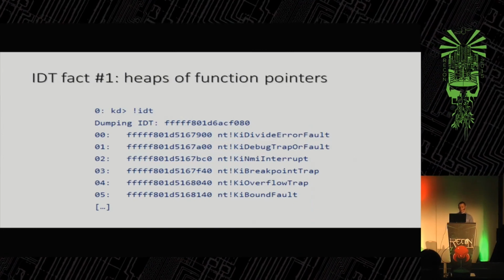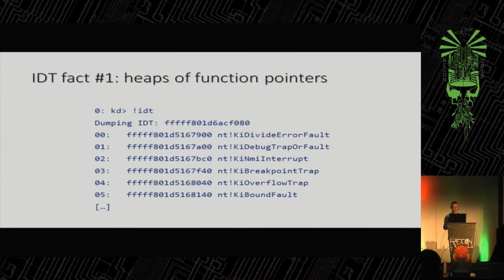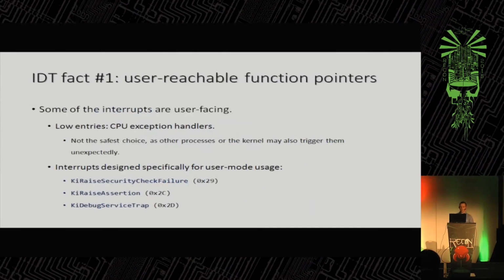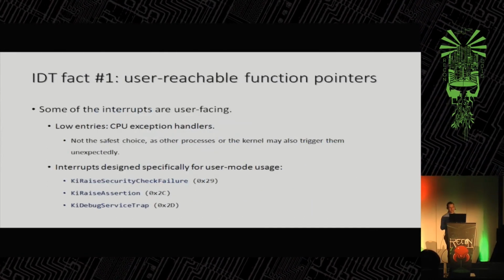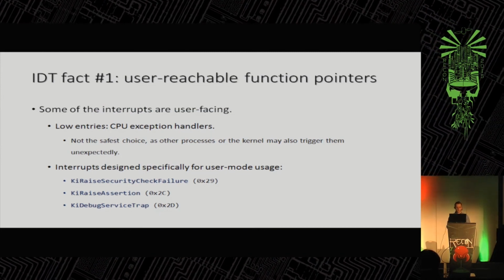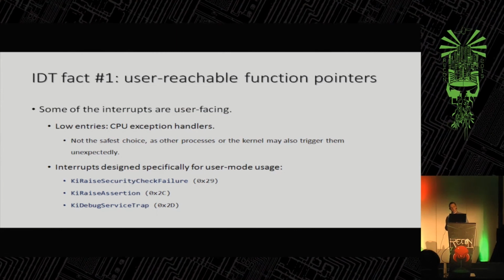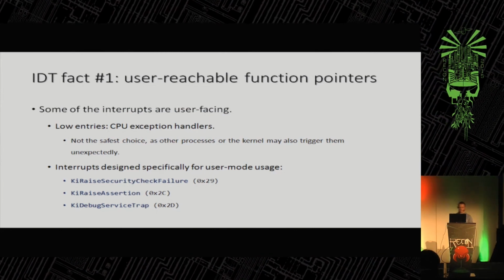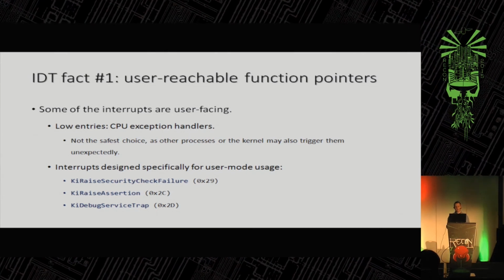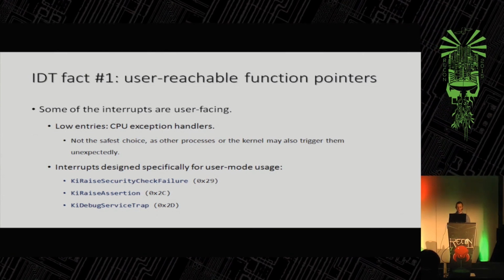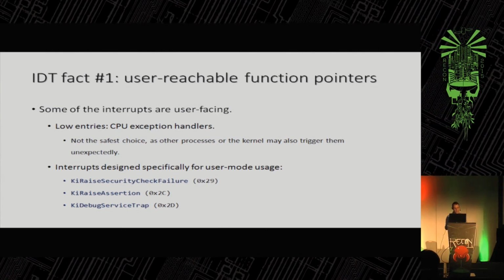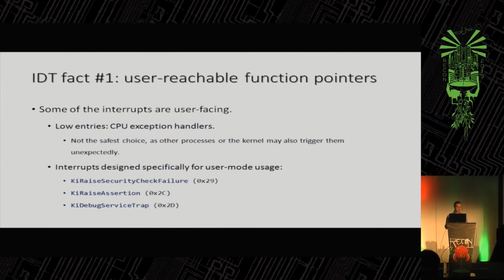And of course, the IDT is responsible for storing function pointers. It's full of function pointers. Some of those are user-facing, such as the CPU exception handlers, which are the low entries of the IDT. But overwriting those is not really the safest choice, because other processes may reference them as well, and the kernel may too, so something unexpected could happen. But there are also some interrupts that are designed specifically for user mode usage, such as the 3 shown below.